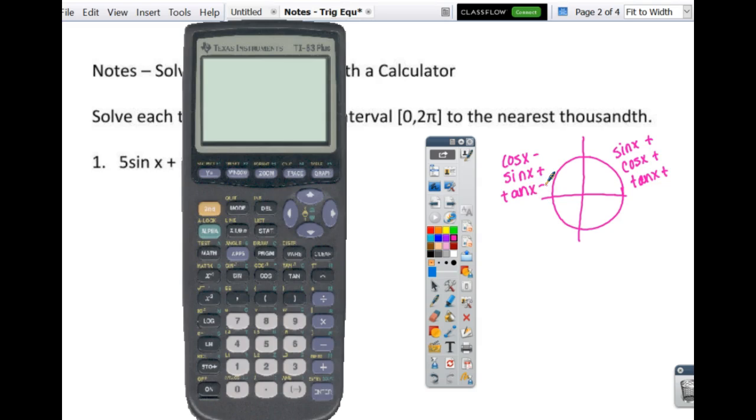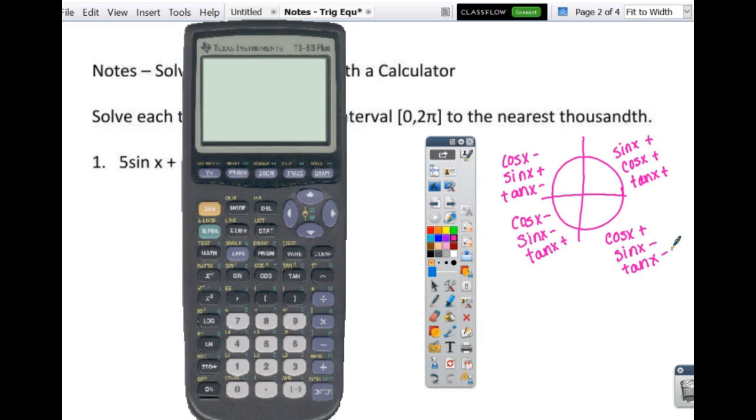In the third quadrant, the cosine of x is negative, the sine of x is negative, and the tangent of x is positive. And in the fourth quadrant, the cosine is positive, the sine of x is negative, so the tangent is negative.